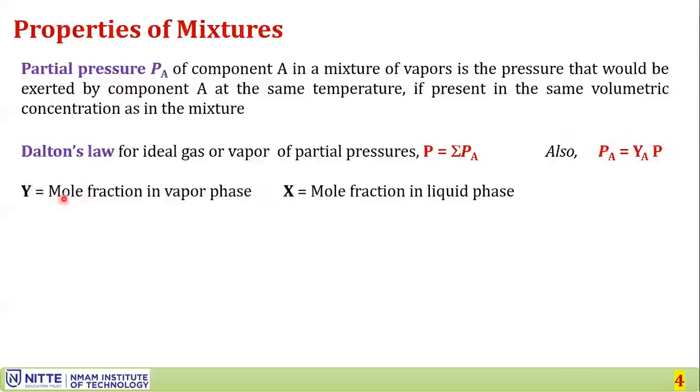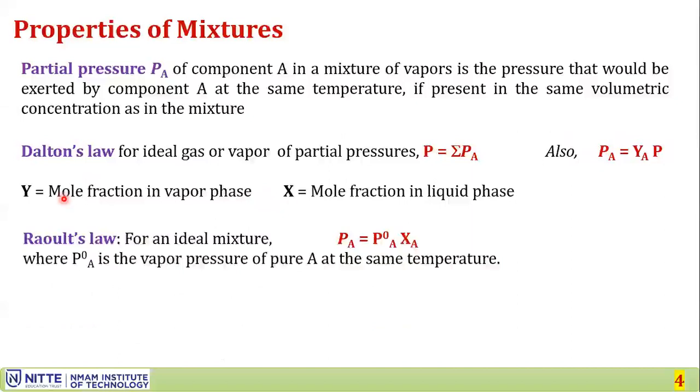What is this? Y and X are both mole fractions, but Y is related to the vapor phase, and X is related to the liquid phase. Now Raoult's law. Raoult's law is a law applicable for an ideal mixture. What it says is the partial pressure of a component A is equal to the product of the vapor pressure of that pure component multiplied by the mole fraction of that particular component in the liquid phase. So I have taken X here. X is the mole fraction in the liquid phase for that particular component.